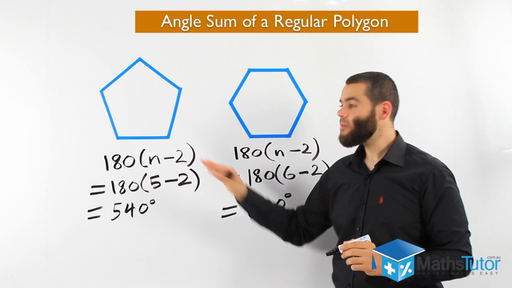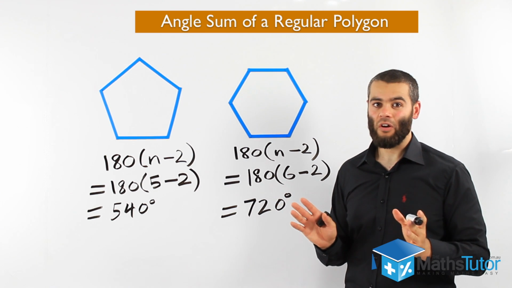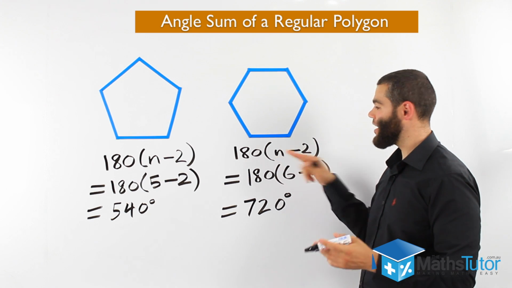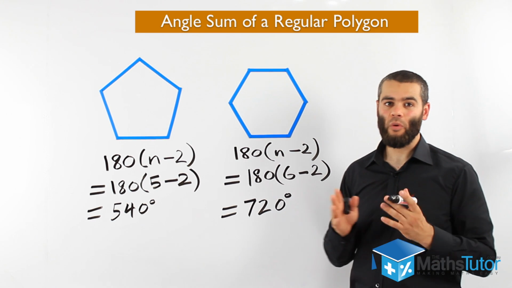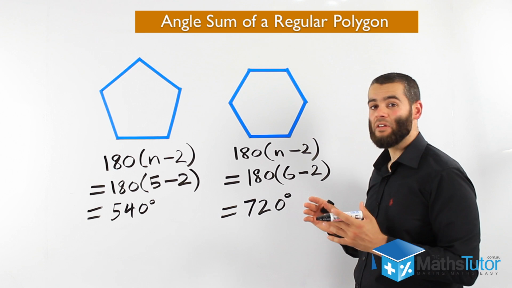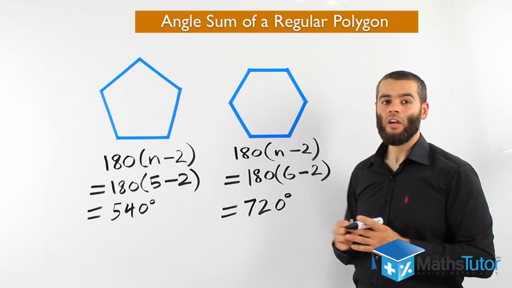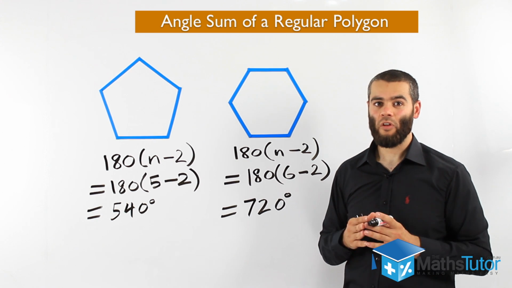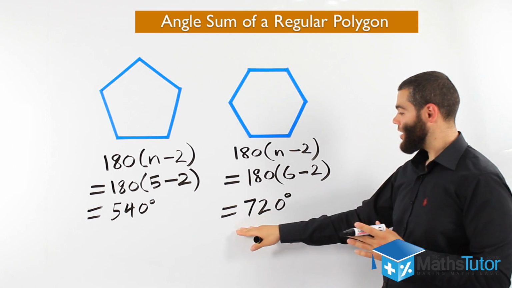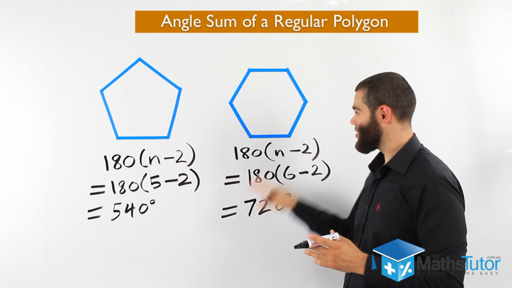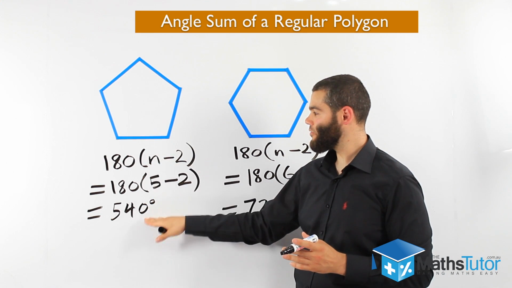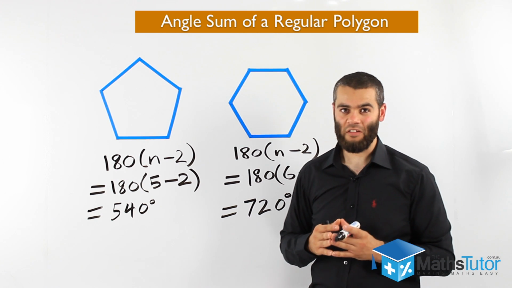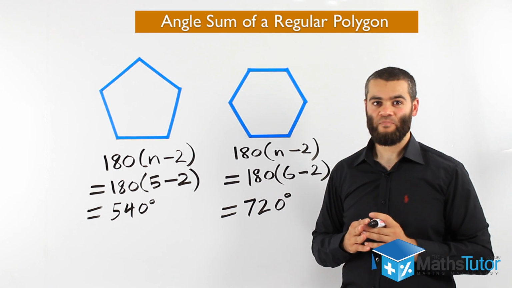Now this formula can be used for any polygon. A decagon has 10 sides, so we replace the n with 10. A heptagon or a septagon has 7 sides, so we replace the n with 7, and we can also work out the angle sum of those shapes. So as you can see, the angle sum using the formula is 720 for a hexagon and 540 degrees for a pentagon. Now let's go a step further.